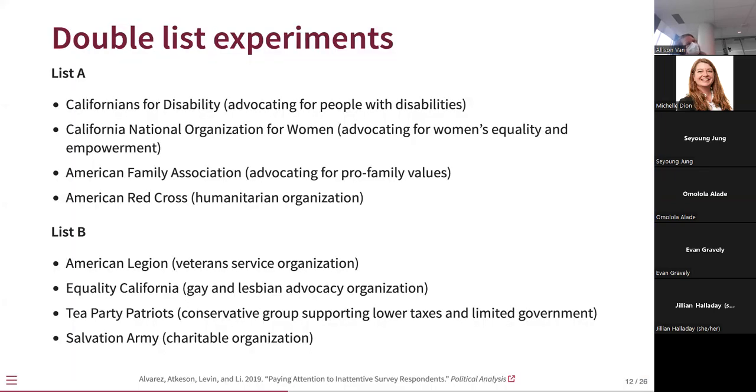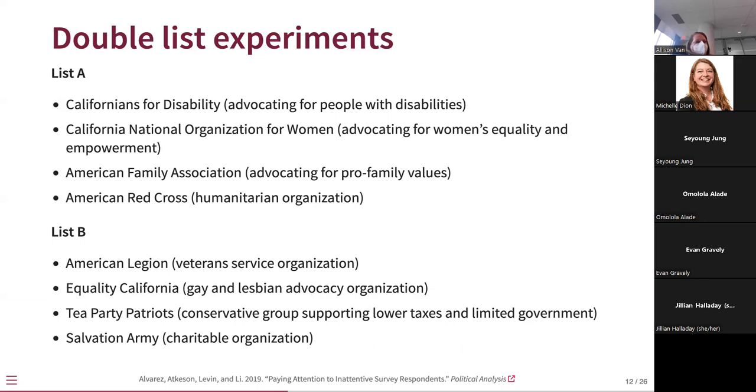A solution that's been out there since pretty much list experiments were introduced to the social sciences is the idea of using double list experiments. The problem, and I'm hoping to convince you that this is a problem, is that it's very hard to implement double list experiments because you now have two lists. And having two lists makes things very complicated.